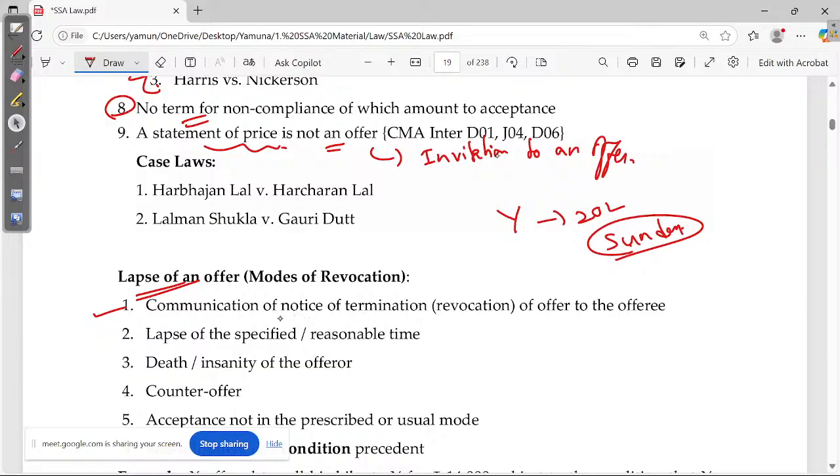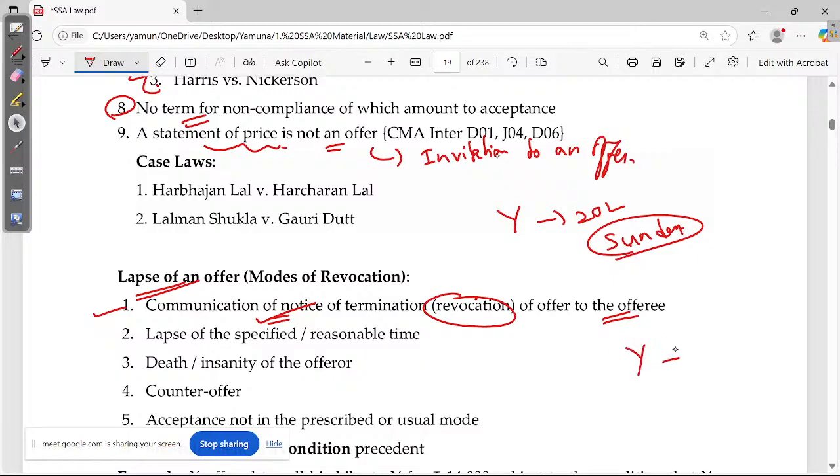First point, communication of notice of termination. This is revocation. What do you mean by revocation? Taking it back. This communication of notice of termination also has to be given to the offeree. See, earlier we were saying that it has to be properly communicated to the offeree. If I'm withdrawing my offer, it also should be properly communicated to the offeree, right?